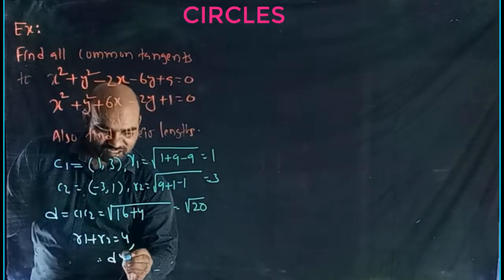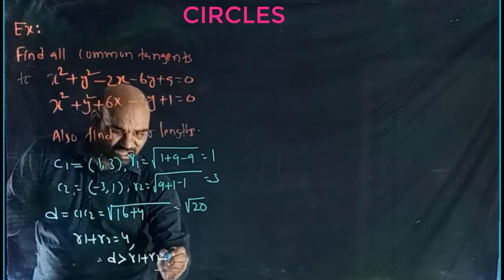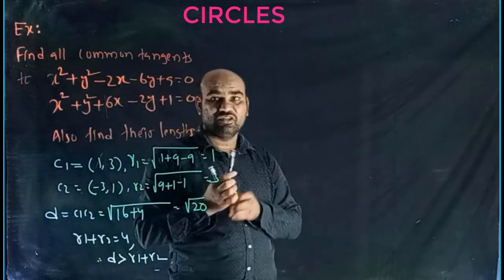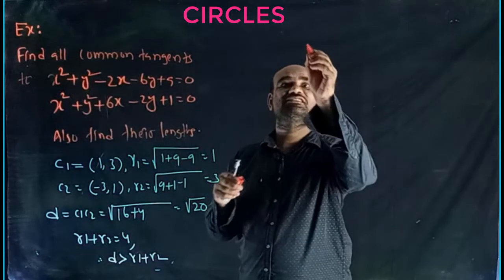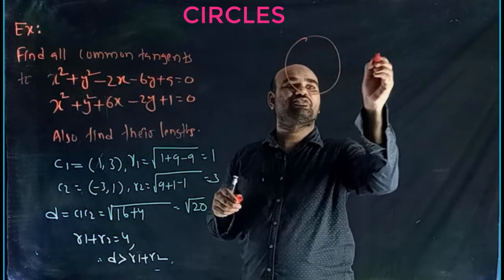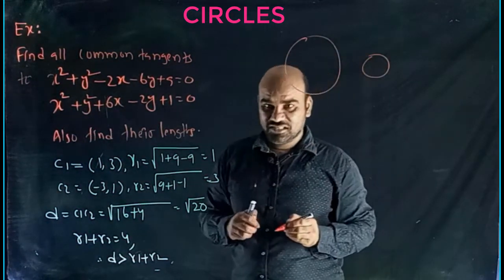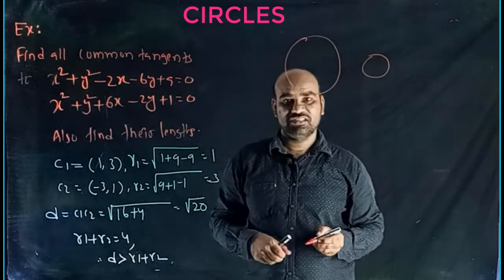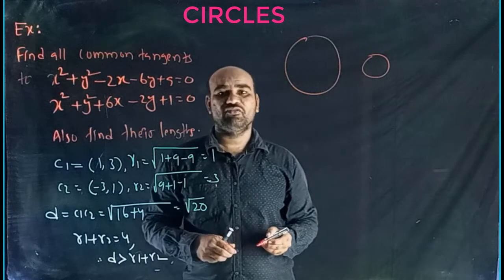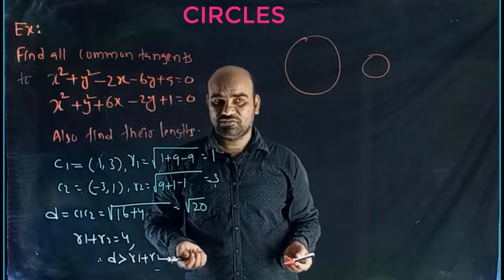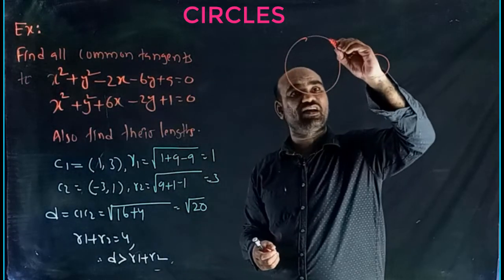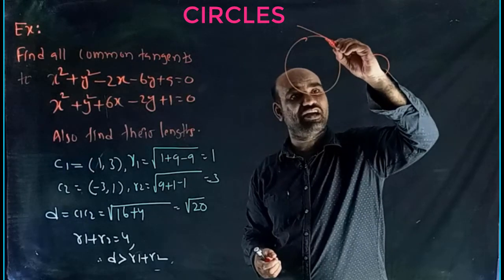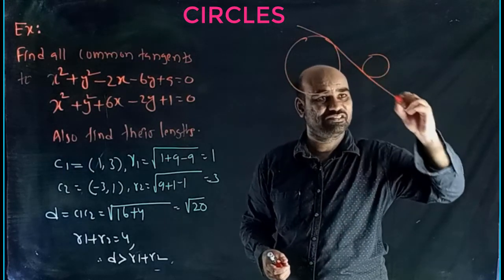D is greater than R1 plus R2. So what is the position of circles? This is the position of circles. They do not touch each other, which means there exist 4 common tangents. Among the 4, 2 are direct and 2 are indirect. First of all, I want to find the equation of one indirect common tangent.